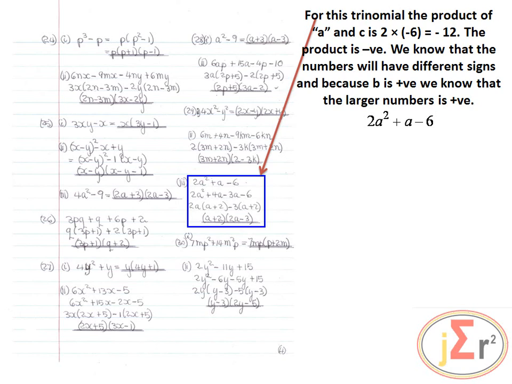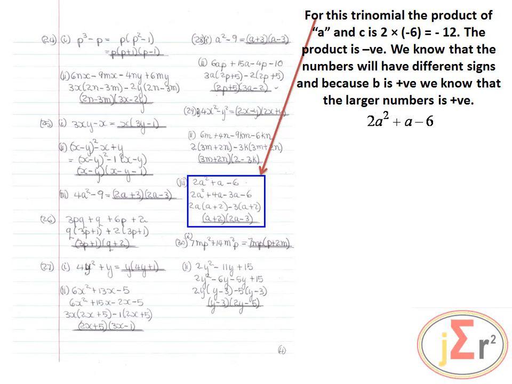If we wish to be consistent, getting that negative product all the time, then the two numbers that we will use will have to have different signs. So we know that the numbers will have different signs. That is for the negative product. And the middle coefficient, which is b, is positive. Therefore, we know that the larger number of the two is positive.